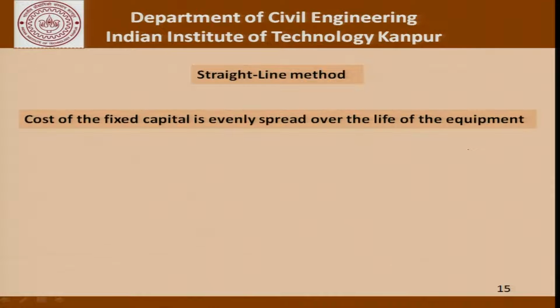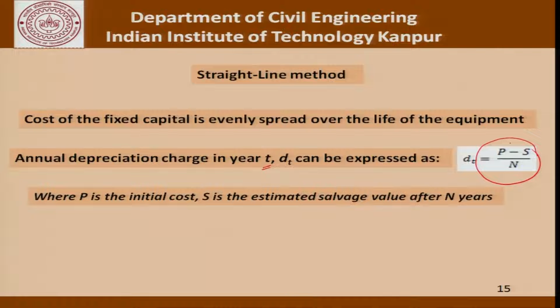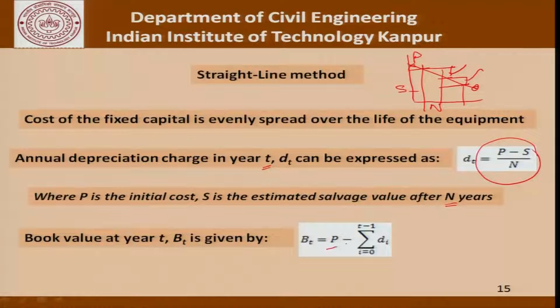So, what does the straight line method mean? The cost of the fixed capital is evenly spread over the life of the equipment. In other words, the annual depreciation in year T can be expressed as (P minus S) upon N, where P is the initial cost, S is the estimated salvage value after N years, where this is my service life. So, what we are saying is that if you are moving from P to S over a period of N years, each year we are having this amount of depreciation. And the book value is P minus the total depreciation which has happened up to that point in time.